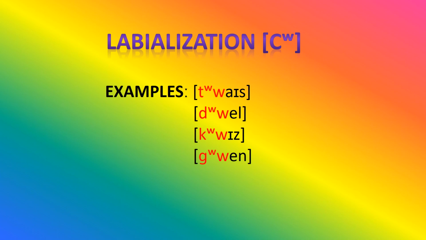Labialization is the consonantal allophone which affects all consonants which are followed by the labial velar approximant. And what we do is to round our lips in preparation for the production of the following labial velar approximant.